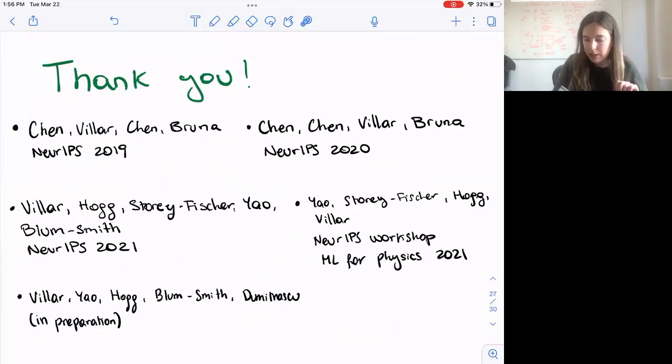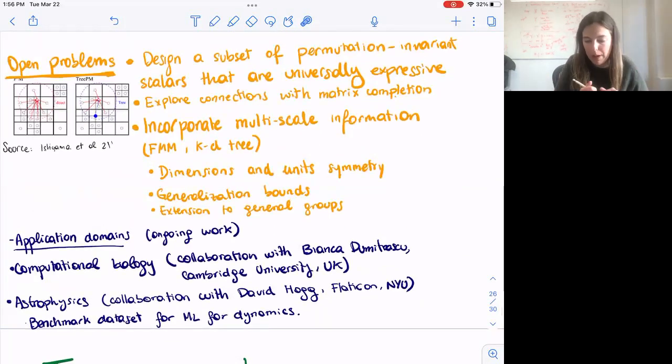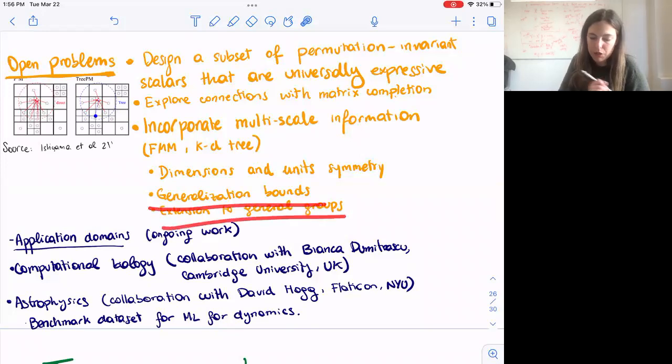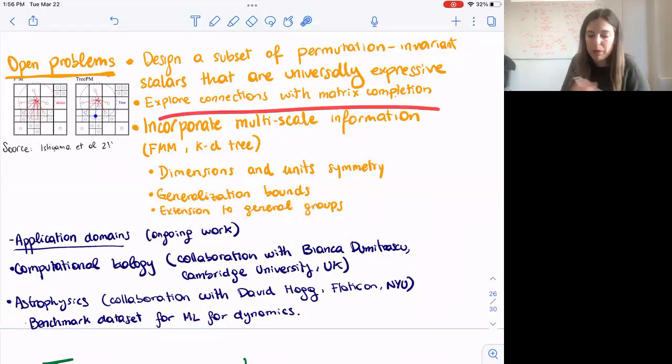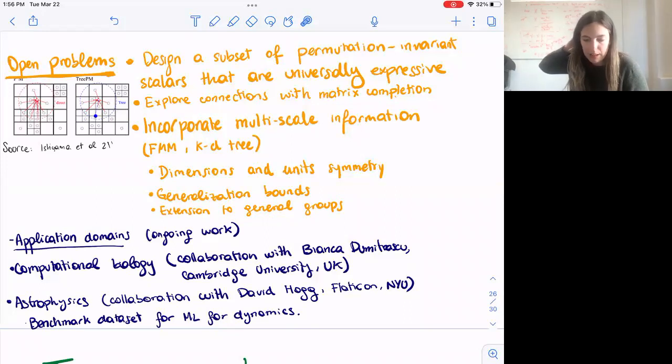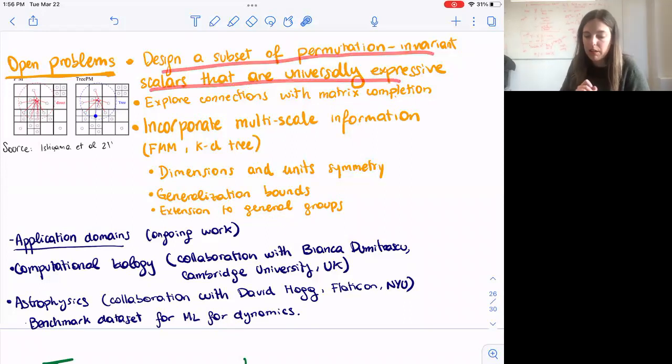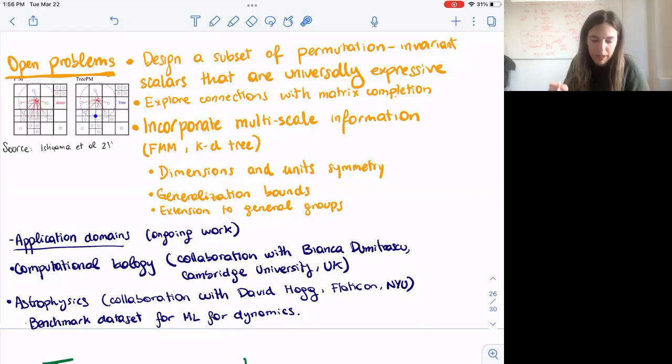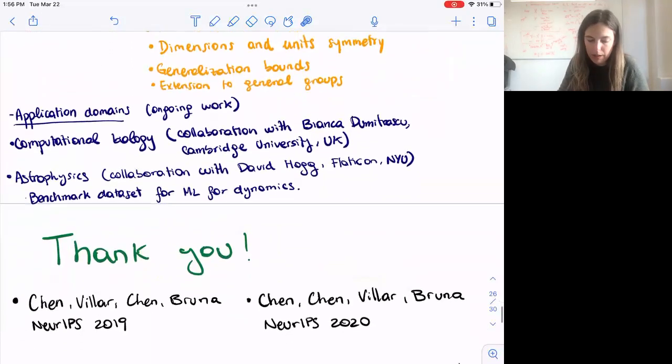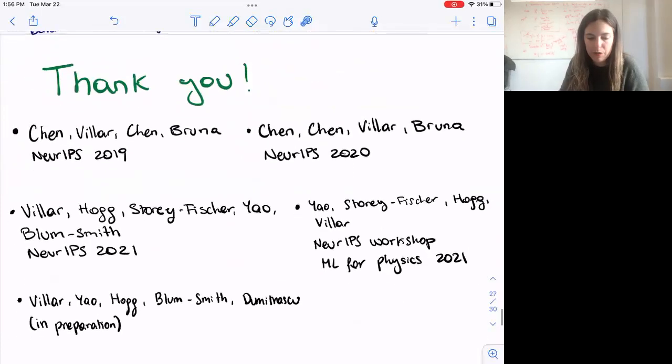And last, there are some open problems. Something that I care about is trying to use the multi-scale information from fast multipole methods in the implementation of these models. I haven't done it, and it could be a little complicated, but I think it's an interesting question. And then the generalization bounds and extension to general groups, exploring connections with matrix completion, and I'm also interested in designing a subset of permutation invariant scalars that is universal and expressive. And there are some application domains apart from the physics one that I described.